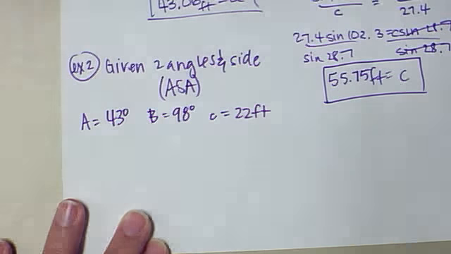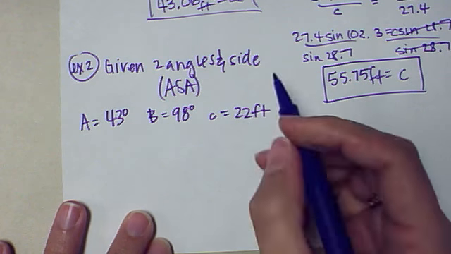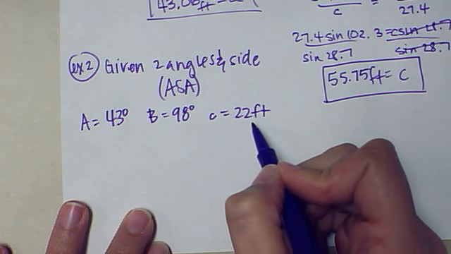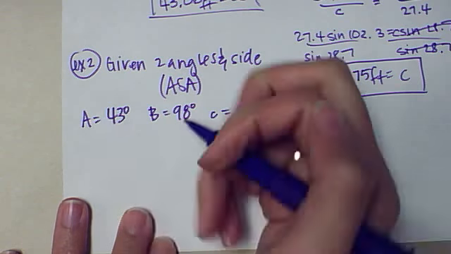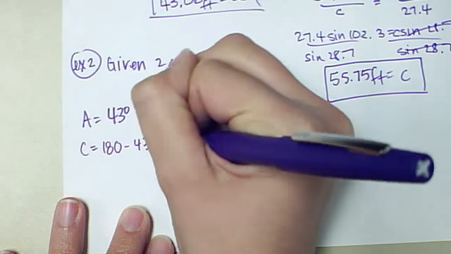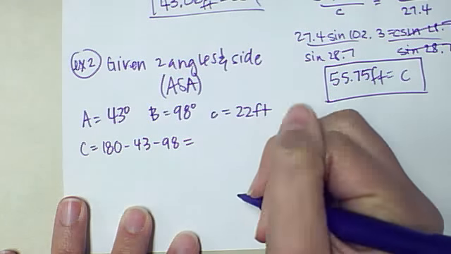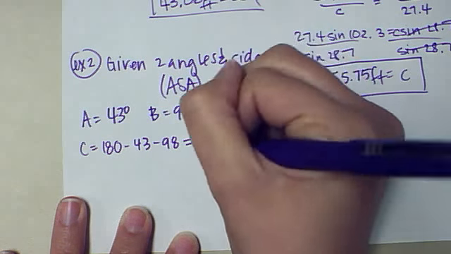Okay, remember to use the law of sines, I have to have an angle and a side that correspond. In this case, I only have one side, which is C, and I do not have its angle, so I've got to figure out the other angle in order to move on. That's easy to do because C would be equal to 180 minus 43 minus 98. And if I do that, my angle C is 39 degrees. Now, that's my first answer.